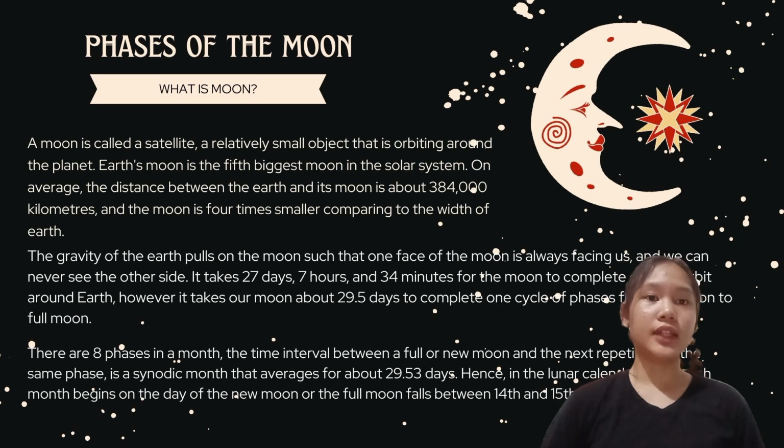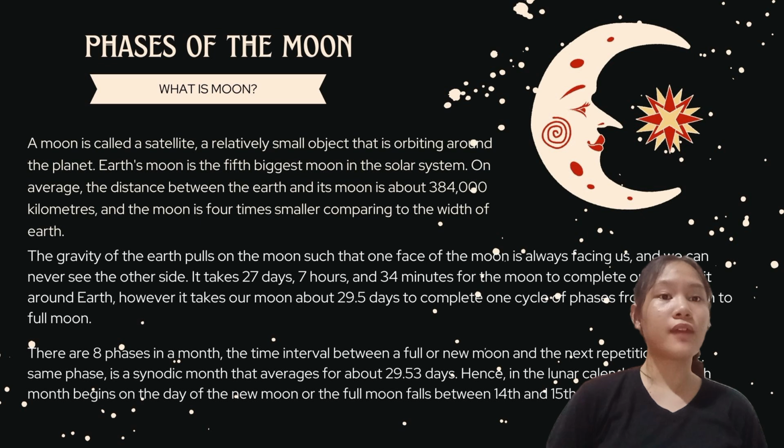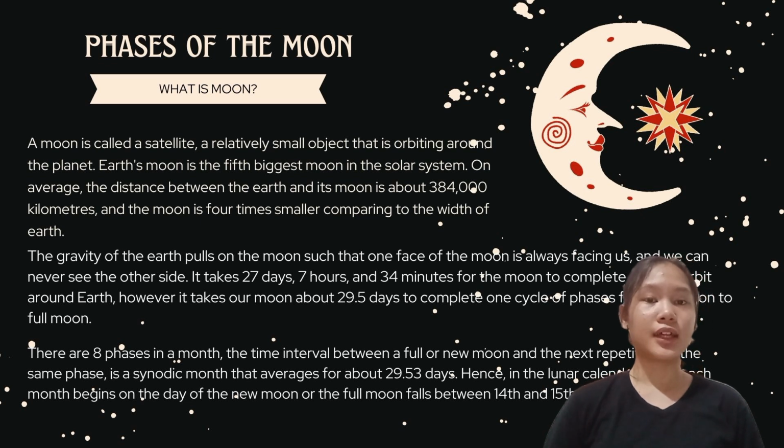It takes 27 days, 7 hours, and 34 minutes for the moon to complete one full orbit around Earth, which is called the sidereal month, and is measured by our moon's position relative to distant fixed stars. However, it takes our moon about 29.5 days to complete one cycle of phases from full moon to full moon.